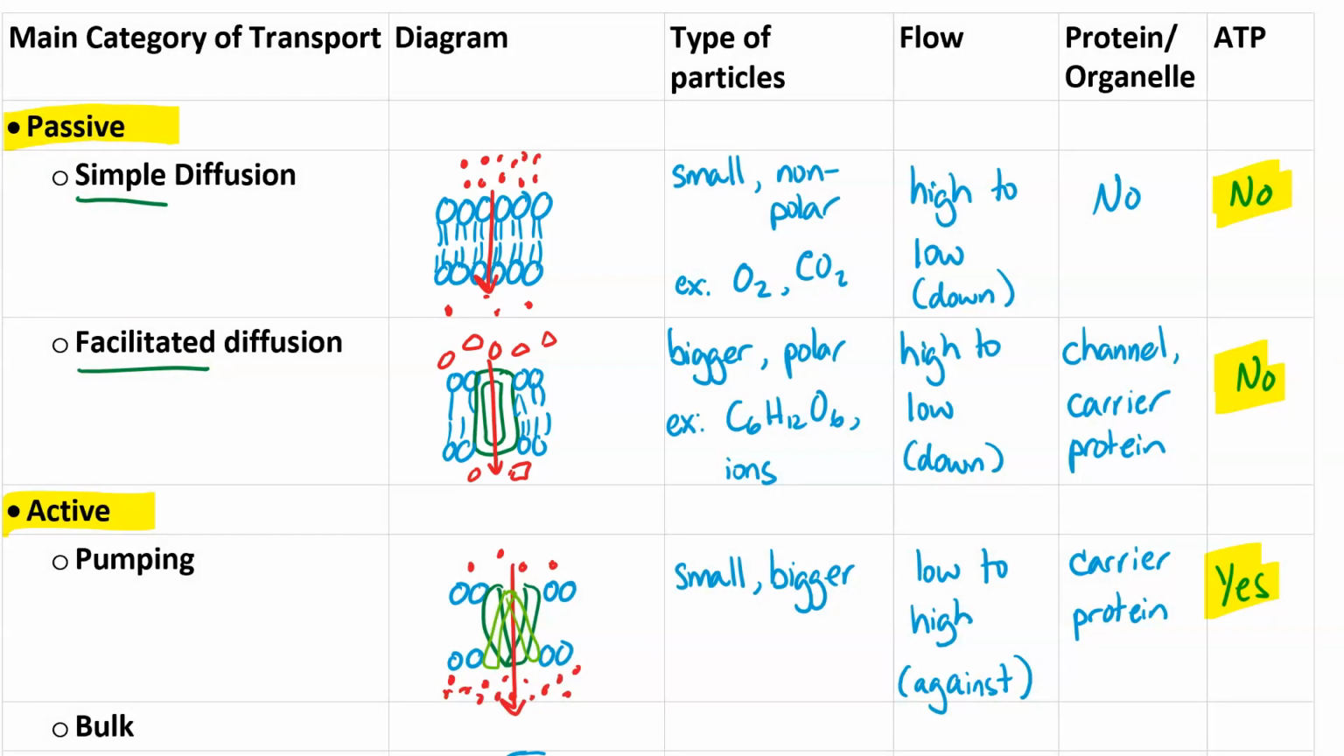So for example, glucose, which is C6H12O6, or ions, which are charged, they can't just pass through the phospholipid bilayer, so they'll need to go through a transport protein. And that transport protein can either be a channel protein or a carrier protein. The difference is channel proteins are just a straight channel that particles can go through, whereas a carrier protein will actually change its shape for when particles go through.